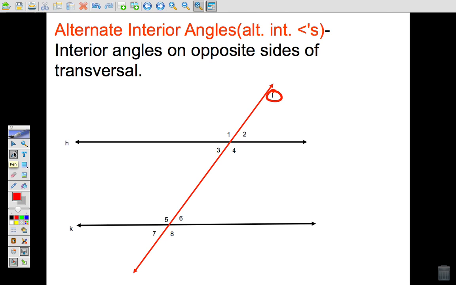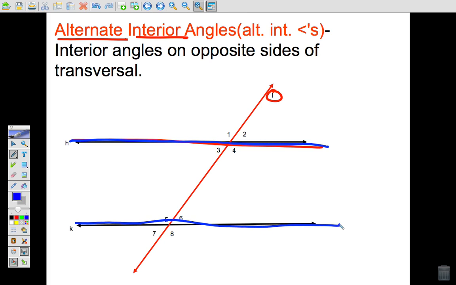Now, what do we consider to be the alternate interior angles? Alternate means they're on either side of the transversal. Interior means they're inside the two lines. So in other words, interior means they're inside the two lines that the transversal crosses. So angle 3 and angle 4 are interior. They're inside those blue lines. They're inside the two lines that the transversal crosses. And they're on opposite sides of the transversal. Angle 3 and angle 4 are alternate interior angles.